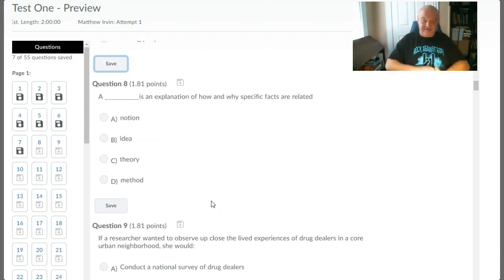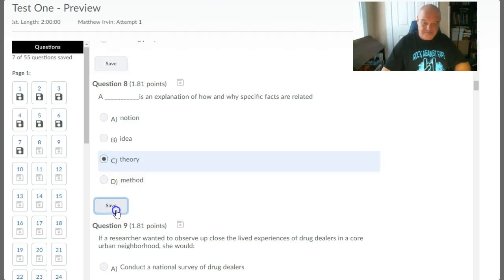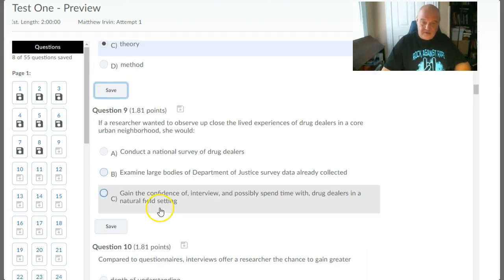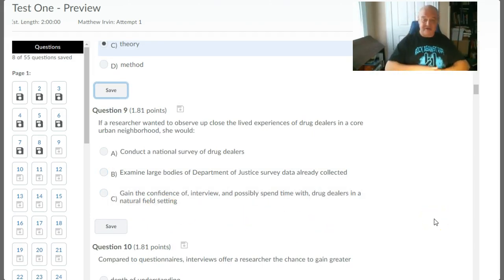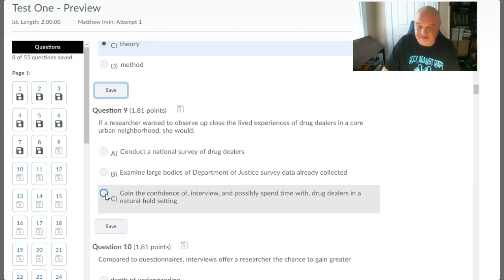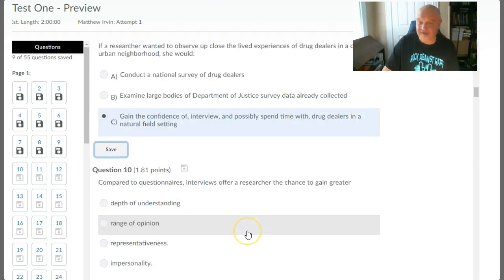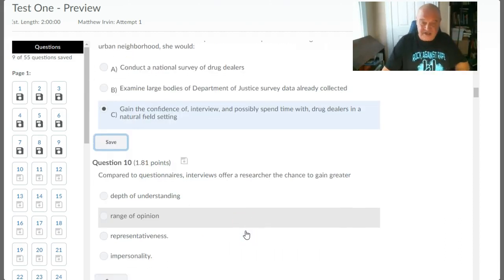Question 8, a blank is an explanation of how and why specific facts are related. That's going to be a theory. If a researcher wanted to observe up close the lived experiences of drug dealers in a core urban neighborhood, she would, and again, parenthetically, this is to measure the application of these concepts, gain the confidence of, interview, and possibly spend time with drug dealers in a natural field setting. In fact, people have actually done this.